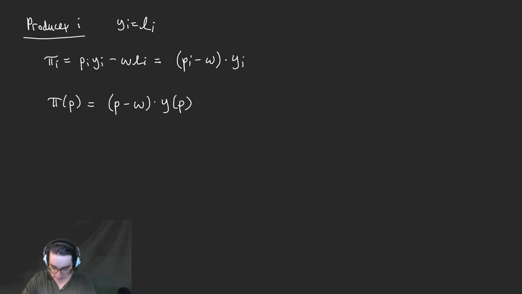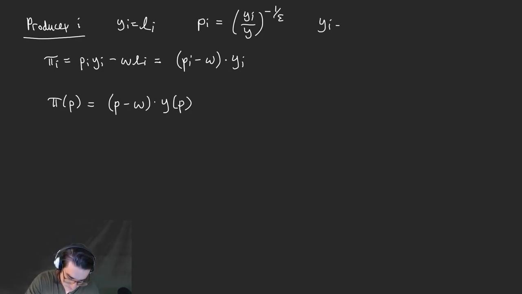Okay, and now we can think about actually maximizing this. We know from that previous slide, let me make sure I get this right, that p_i is y_i over y to the minus 1 over epsilon. So we know exactly what that p function is. Or if you want to think about the inverse, let me make sure I get this right this time, y_i is going to be y times p_i to the minus epsilon. That's what we know from the previous step.